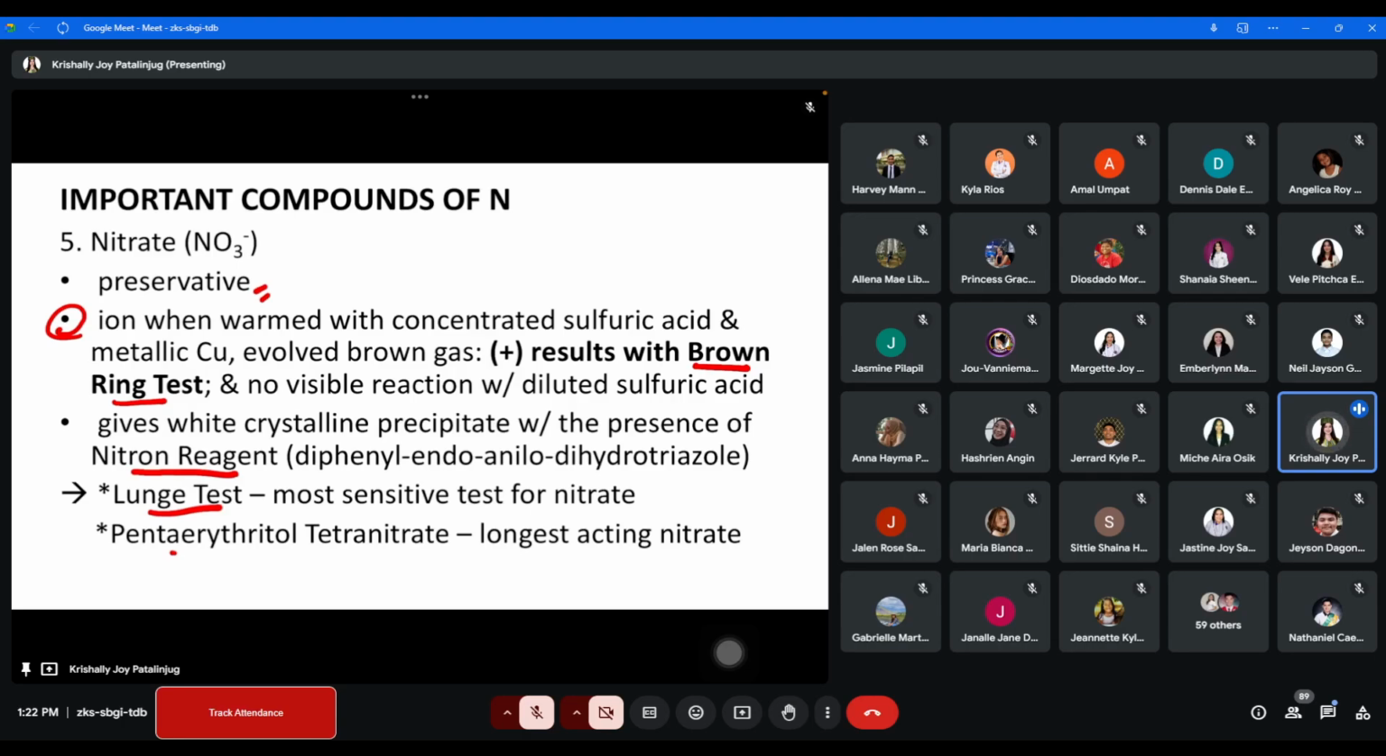Kindly take note of the information under nitrate for qualitative analysis naman ito. Detecting nitrate in a sample in a solution. So brown ring test kapag it involves brown gas. Nitron reagent if there is a white crystalline precipitate formed. And ito yung component ng nitron reagent. The most sensitive test for nitrate is Lunge test. Okay, then this is a drug, a long-acting nitrate, pentaerythritol tetranitrate. It's a vasodilator class, so it causes reduction of the blood pressure, hypotensive siya.